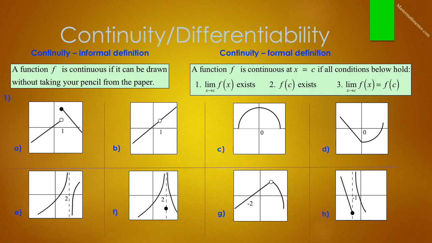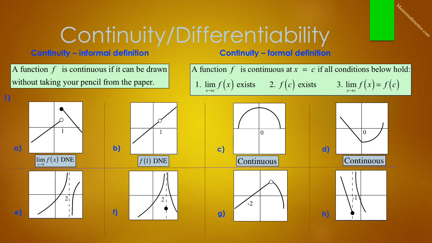Problem 1 shows 8 graphs. Stop the video and for each graph, determine whether the graph is continuous at the point shown. And if it is not, decide which one of the reasons, 1, 2, or 3, for which the graph fails continuity.